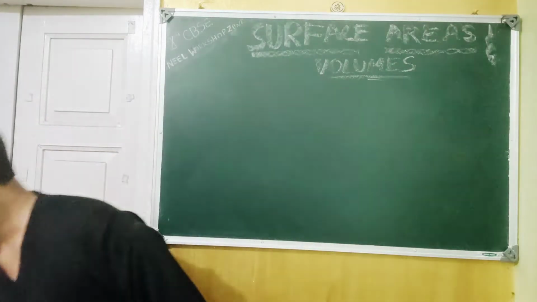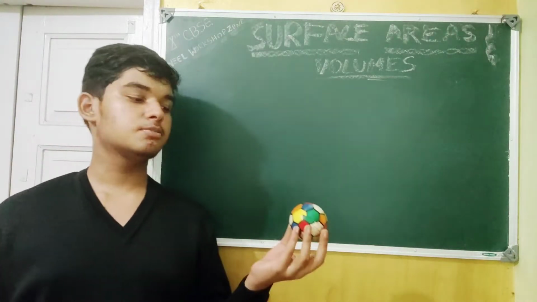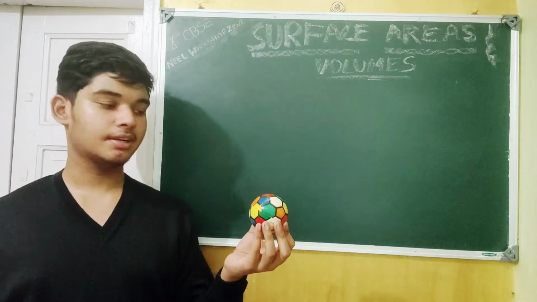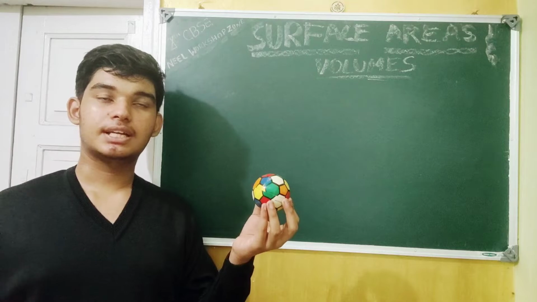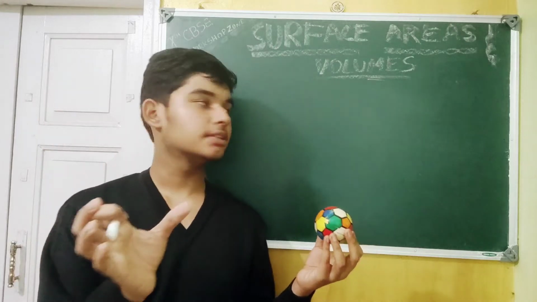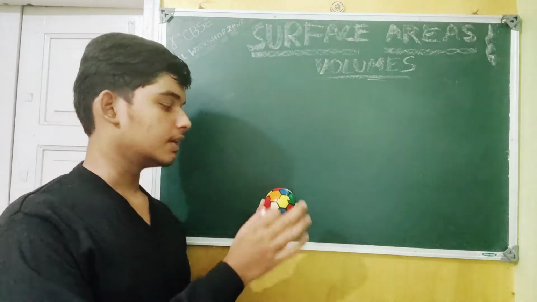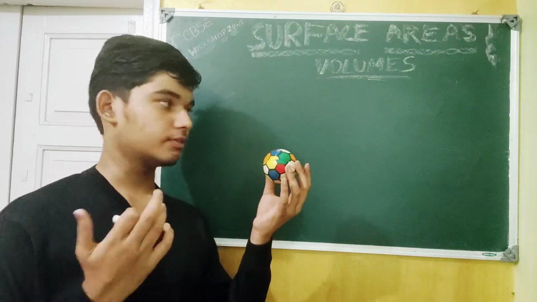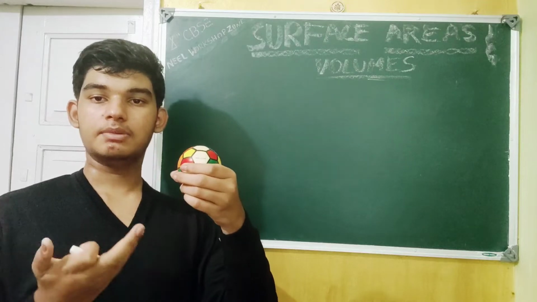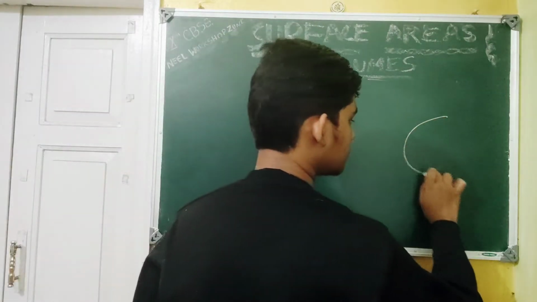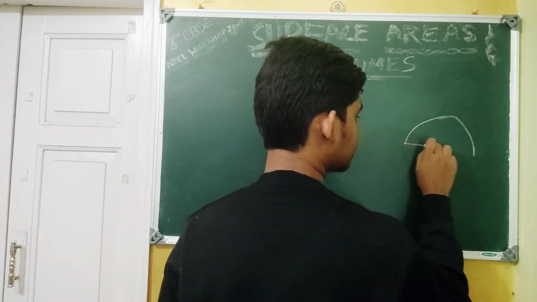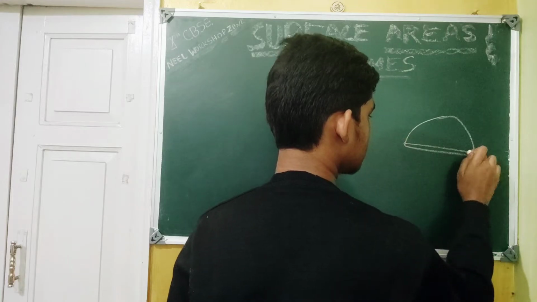I think we'll talk about the sphere in the next episode, but a sphere is a three-dimensional object which has no edges or vertices. But a hemisphere is basically half a sphere. In the word hemisphere itself, sphere is the sphere and hemi means half. So a half sphere is half of the sphere. For example, if this is a sphere, then half of it would be the hemisphere.